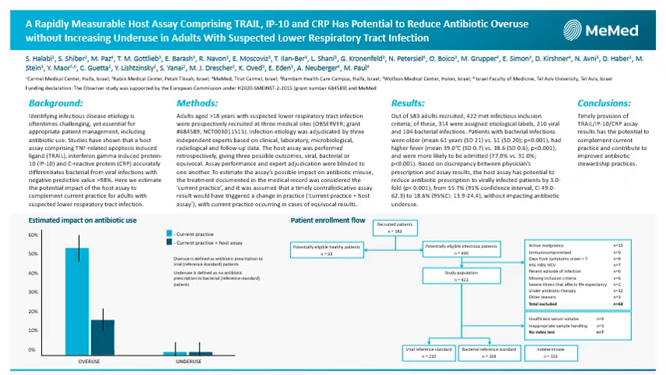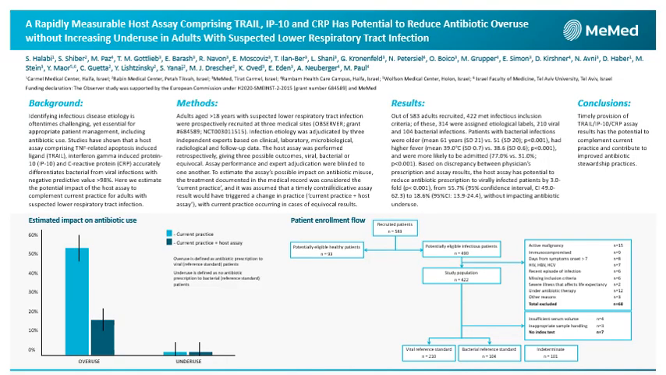The host assay was performed retrospectively, and it gives 3 possible outcomes based on predefined thresholds. It can give a viral result, bacterial, or an equivocal result. Assay performance and expert adjudication were blinded to one another. So to estimate the assay's possible impact on antibiotic use, as the Observer study was an observational study, the test result was not given to the physicians.